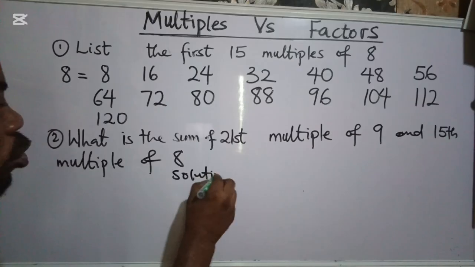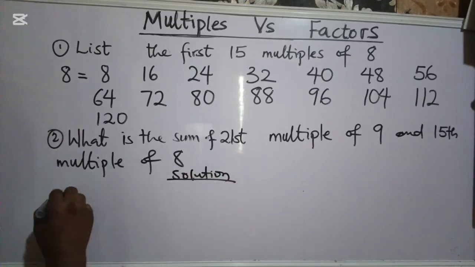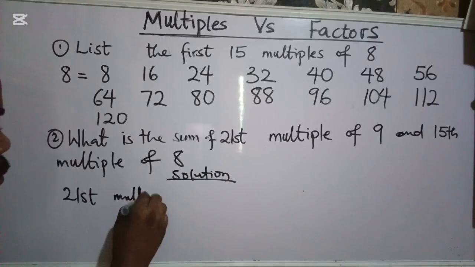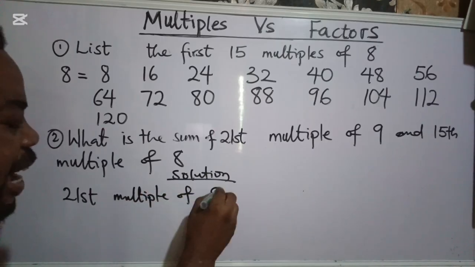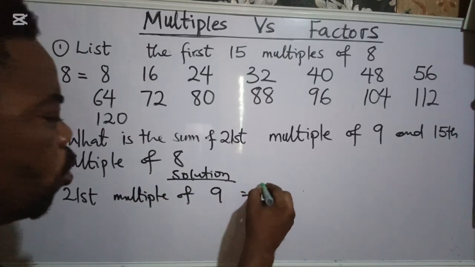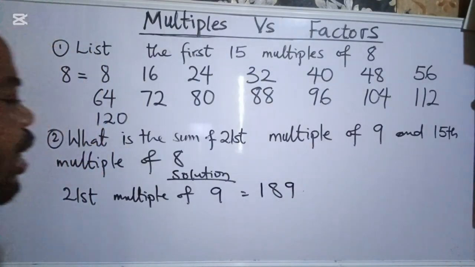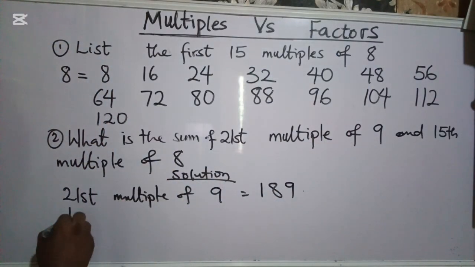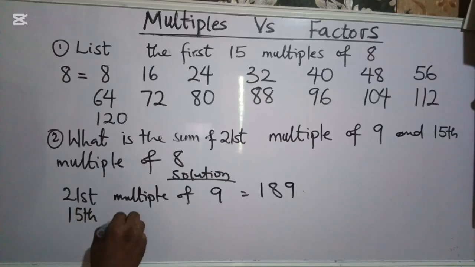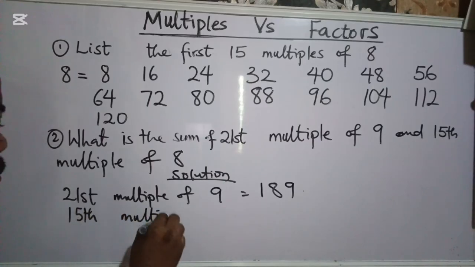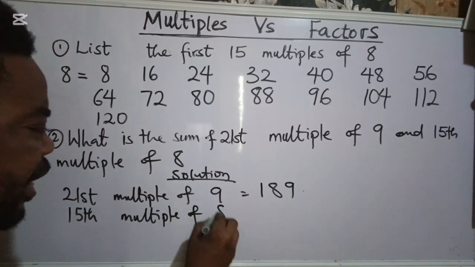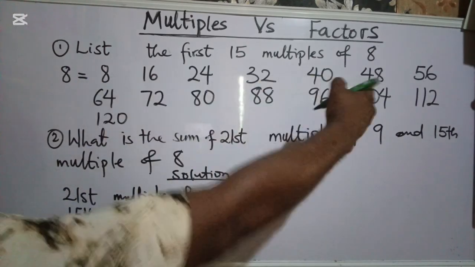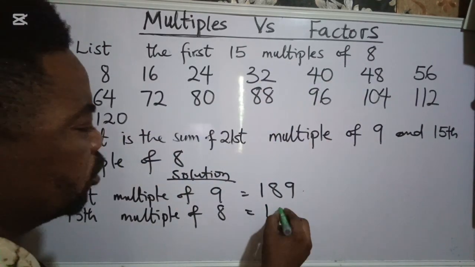This is your solution. You have to list it, say the 21st multiple of 9 is equal to 189. And what? They said the 15th multiple of 8. The 15th multiple of 8 is equal to what? We have done it, it is here. These are the multiples of 8. This is the 15th one, 120.